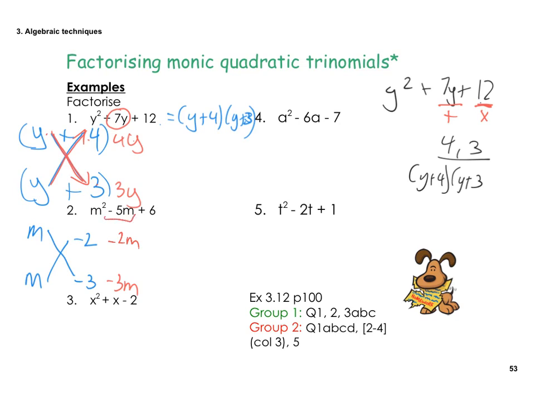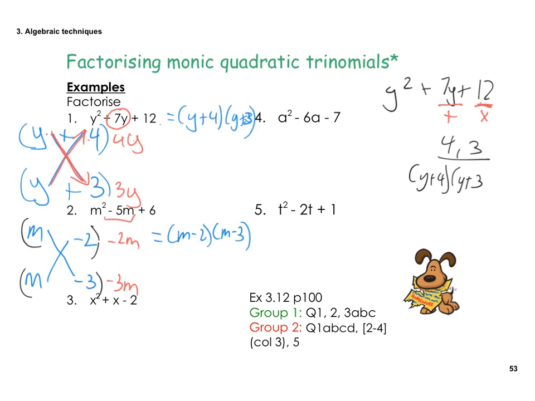Once they work, my answers are literally just this. So equals m minus 2, m minus 3. And if in doubt, if you expand it, you should go back to the original question. Pause the video, have a go at question 3.